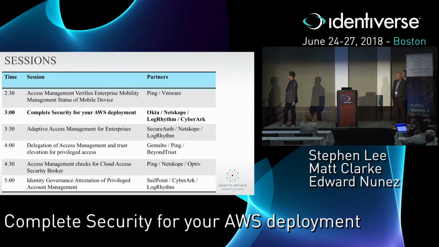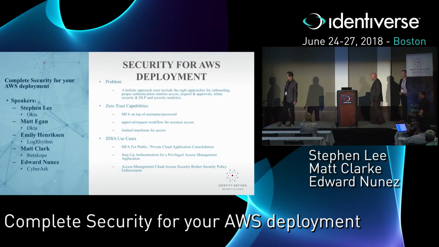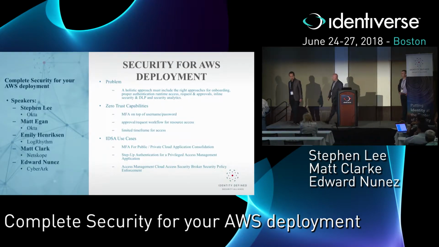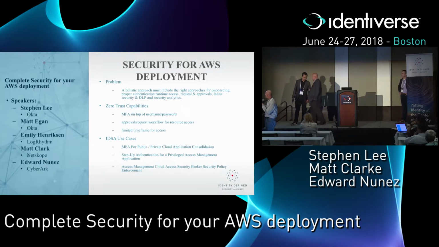Next. Again, this is the complete security for AWS deployment, which includes Okta, Netskope, LogRhythm, and I'm forgetting CyberArk. Thank you, Edward. Go ahead, next slide. So you'll see the speakers up here. Up here is the use cases. I'm going to turn this over to Stephen Lee from Okta at this point.